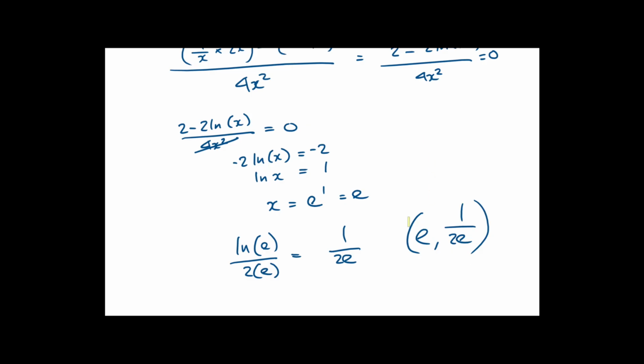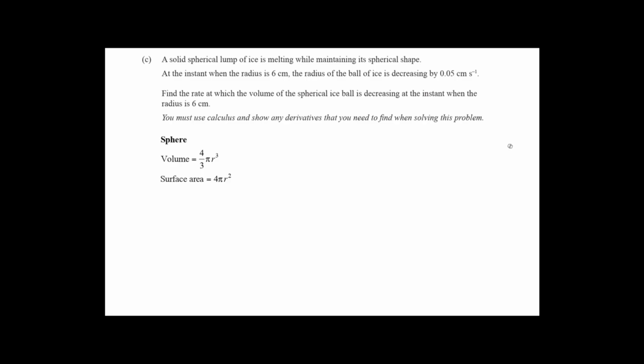So, let's highlight it. So we get to the rate of change problem. A solid spherical lump of ice is melting while maintaining its spherical shape. At the instant when the radius is 6, the radius of the ball is decreasing by 0.05 centimeters per second.